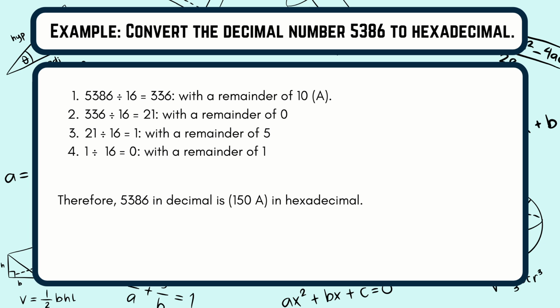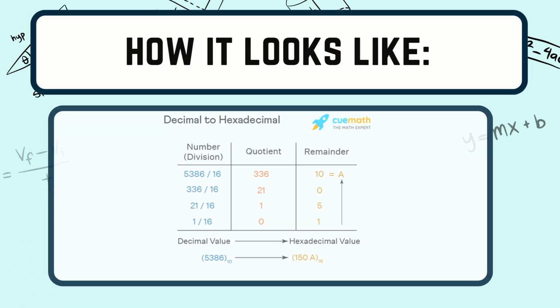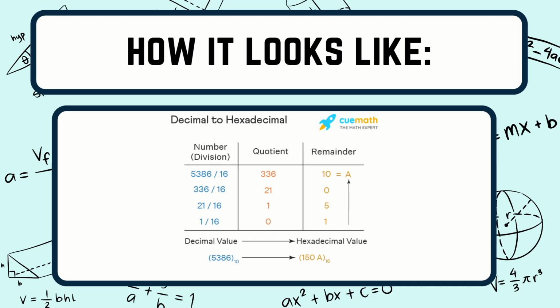Therefore, 5386 in decimal is 150A in hexadecimal. So this is the visual of how it looks like.